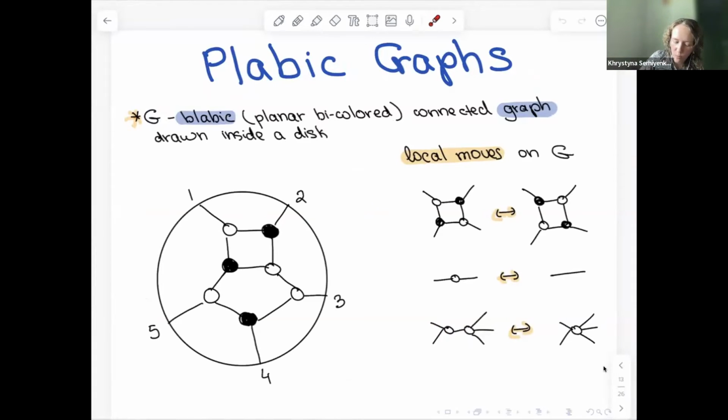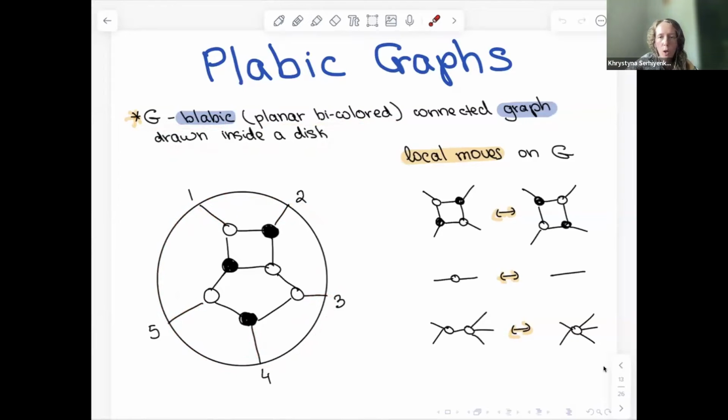So as before, G stands for plabic. Plabic means planar bicolored, and I'm going to color my vertices black and white, and it is going to be drawn inside a disk. So this is my plabic graph. I have some black and white vertices. I'm going to draw it inside the disk, and I'm going to label the edges of the graph that attach to the boundary of my disk by integers 1 through n, let's say clockwise.